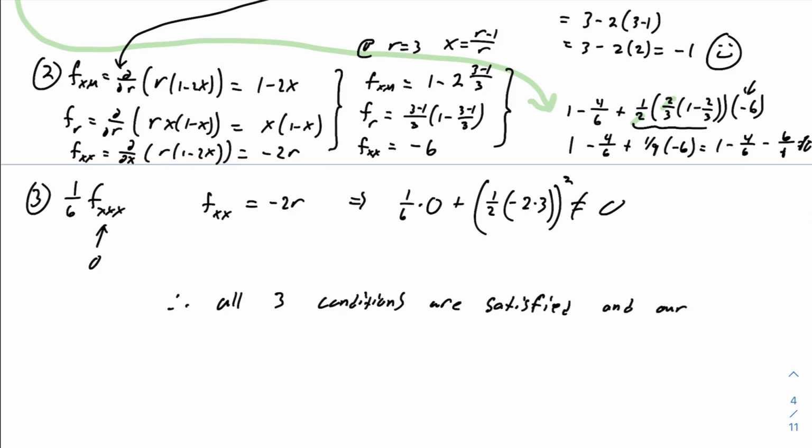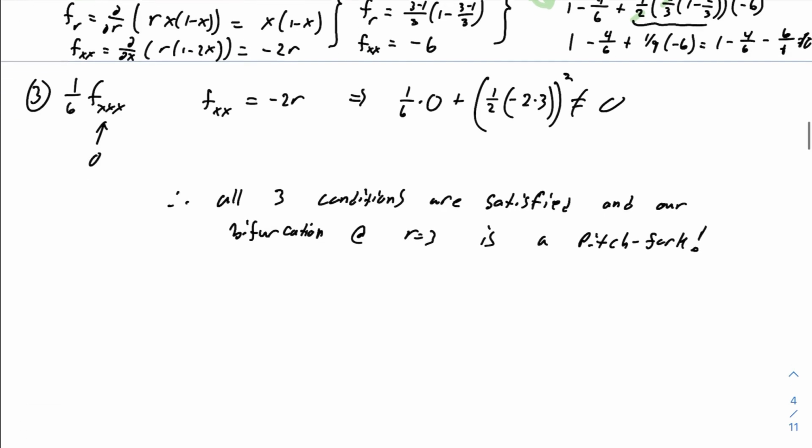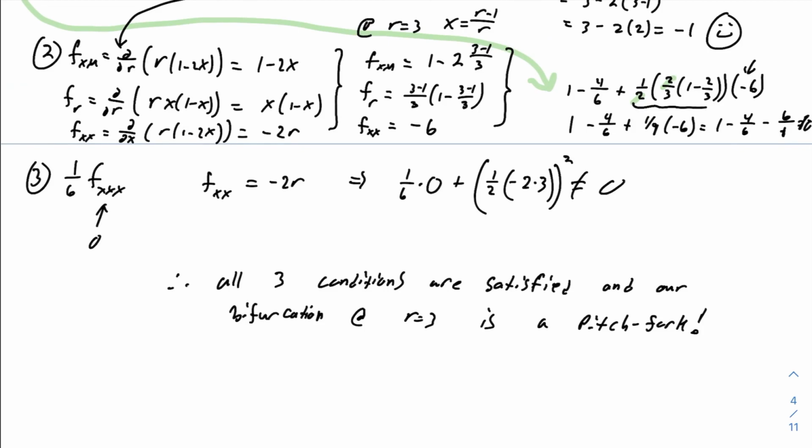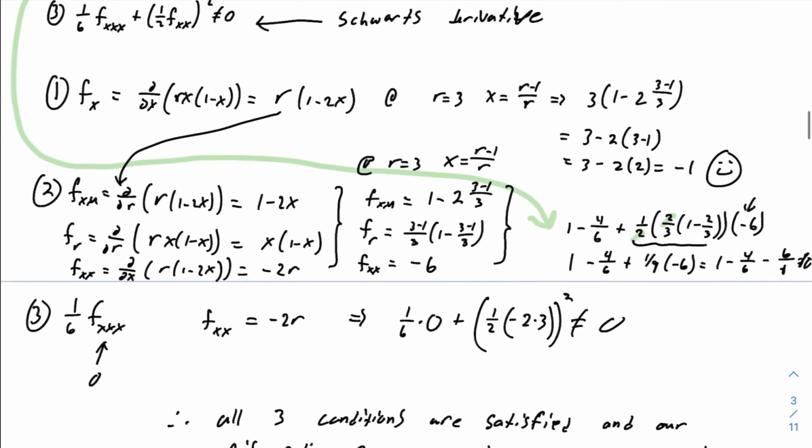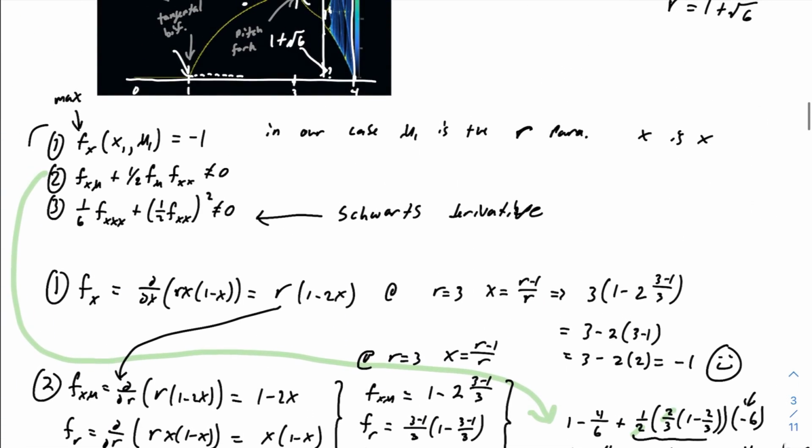And our bifurcation at r equals 3 is a pitchfork. Yay! Cool. So since I want to get into two more topics, I'm just going to leave the r equals 1 as an exercise to the listener. So check to make sure that the r equals 1 does not fulfill these three criteria right here.